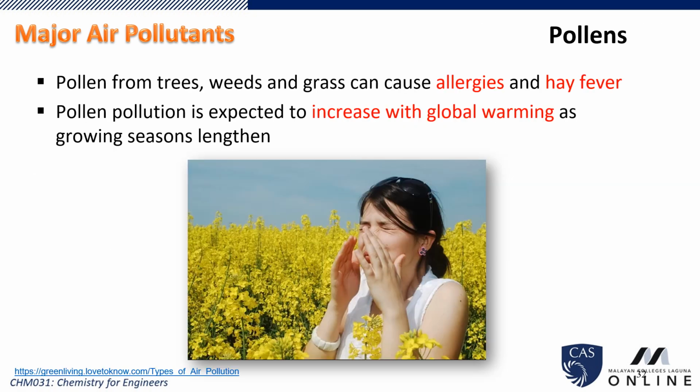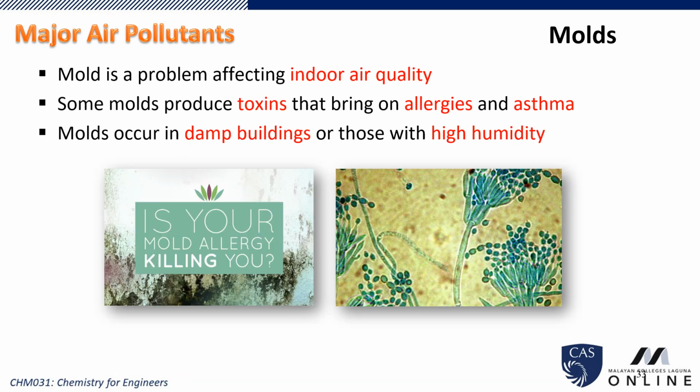We also have major air pollutants of biological origin. The first one is pollen. Pollen from trees, weeds, and grass can cause allergies and hay fever. Pollen pollution is expected to increase with global warming as the growing seasons lengthen.